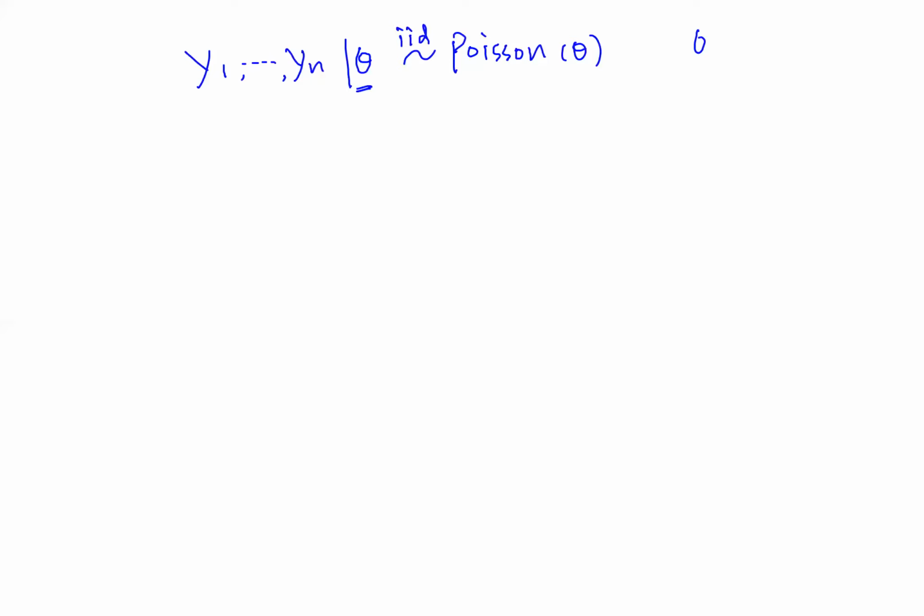Okay, so theta is the rate parameter of a Poisson, and it can be anything, as long as it's larger than zero. Sorry, I should have noted that earlier. So theta needs to be larger than zero. That's the only constraint.